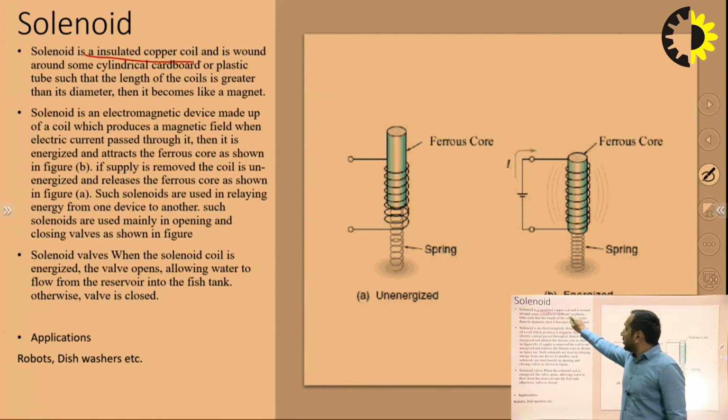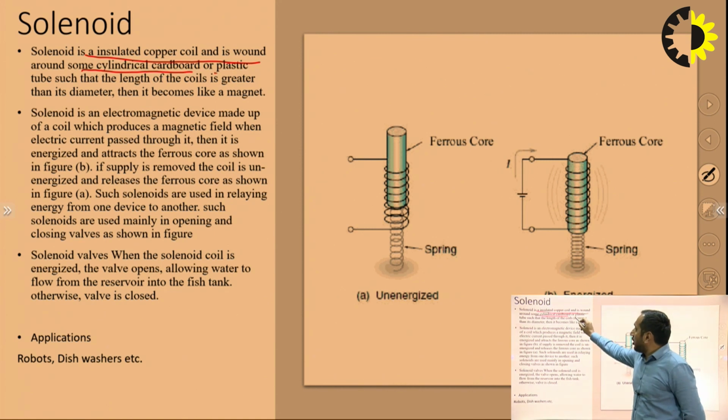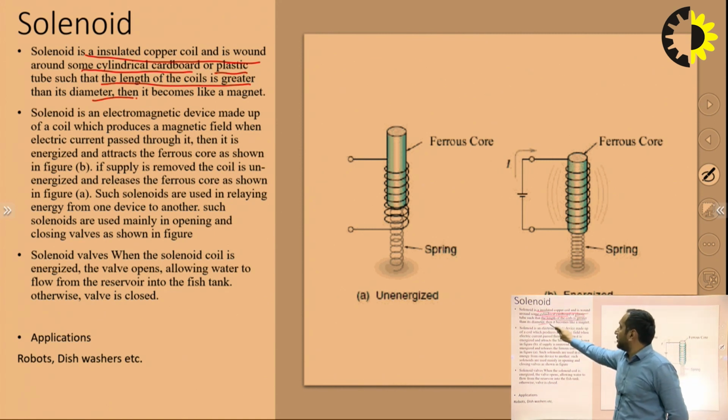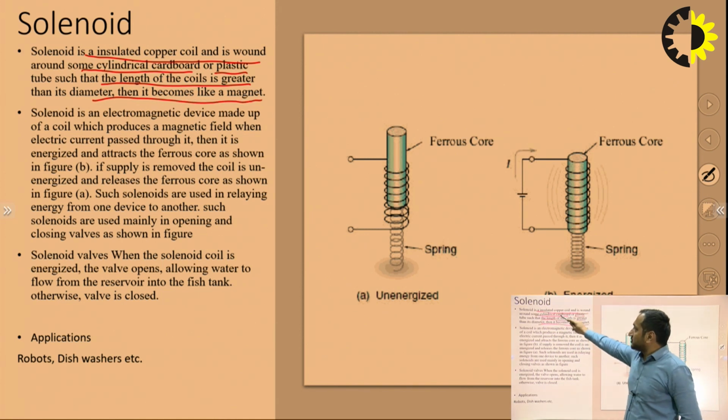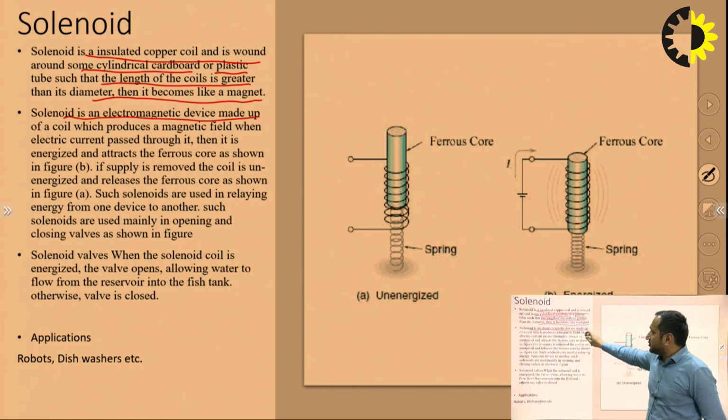Solenoid is an insulated copper coil wound around some electrical cardboard, or a plastic tube, such that the length of the coil is greater than its diameter, then it becomes a magnet. So it is nothing but a copper coil wound around some cylindrical cardboard. Cardboard is what we wound it inside, right? Now what is a solenoid? Solenoid is an electromagnetic device made up of a coil which produces a magnetic field when electric current passes through it.